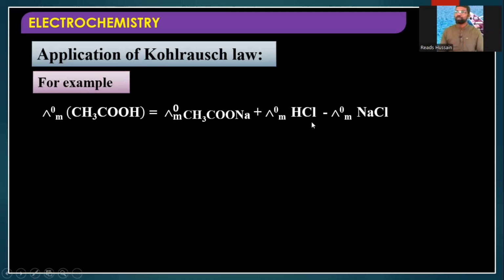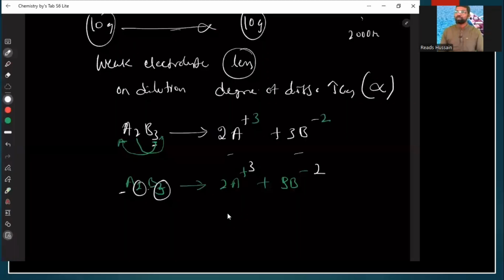Hydrochloric acid, HCl, is a strong acid, a strong electrolyte. By using the values of strong electrolytes, we can find the value of a weak electrolyte. That is the meaning of this. So we have to find the molar conductivity of acetic acid, which is a weak electrolyte, by using the molar conductivities of strong electrolytes. Okay. Now I will explain on my tab.